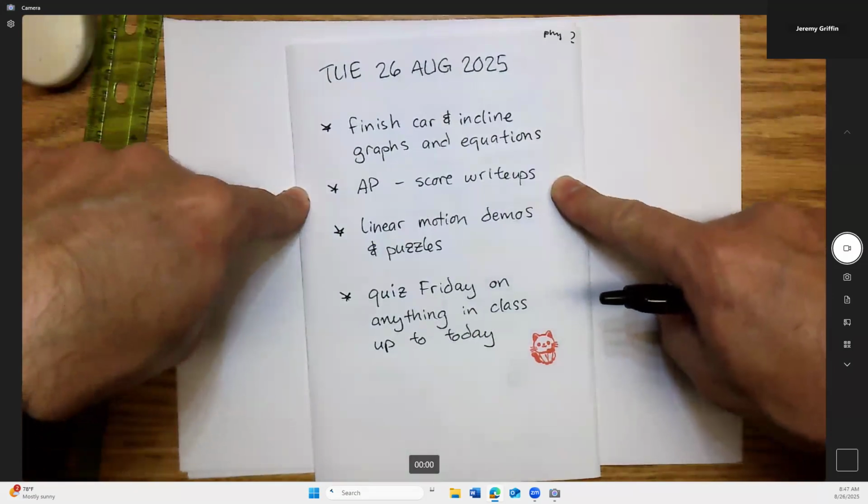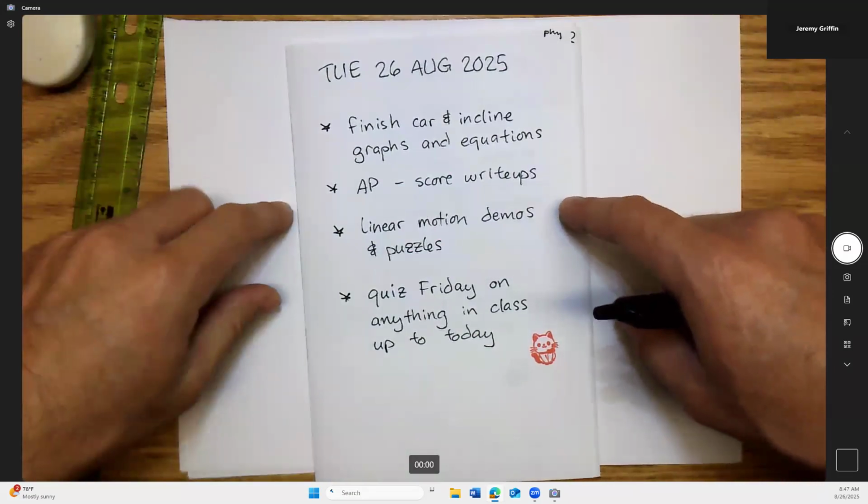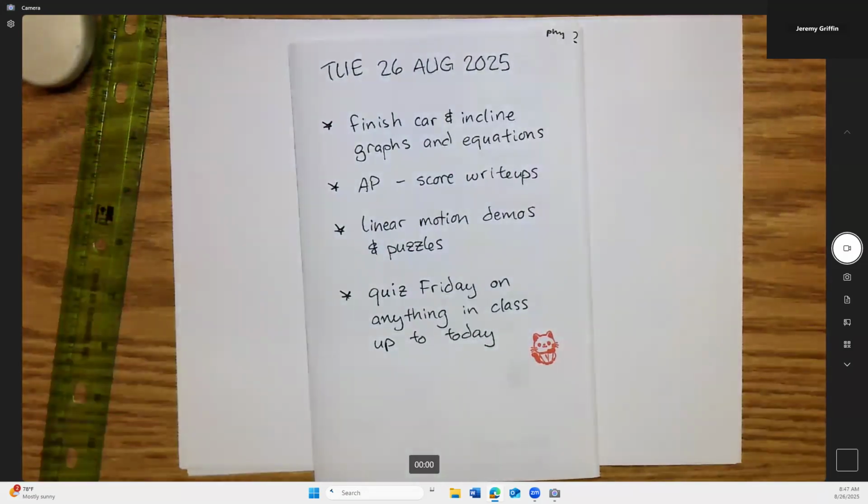All right, AP, you guys had your lab write-ups due. We're going to score those together in class. You guys got a colored pencil on your desk. So we're going to do this. I like to do this a lot of times.